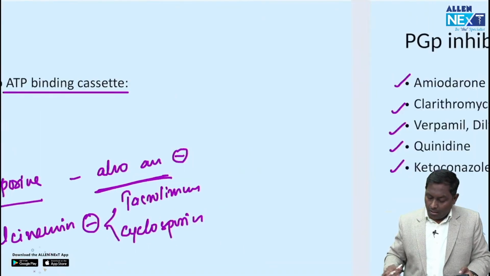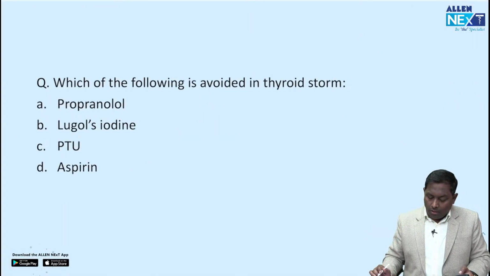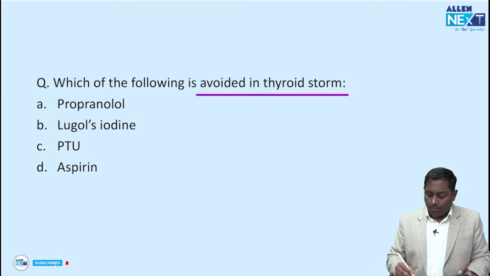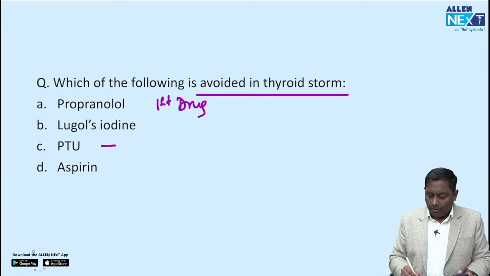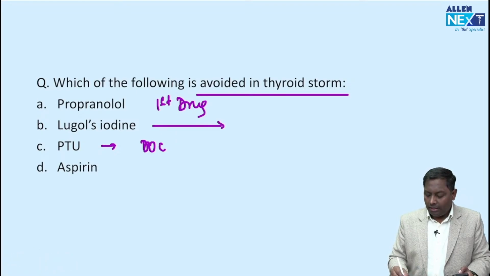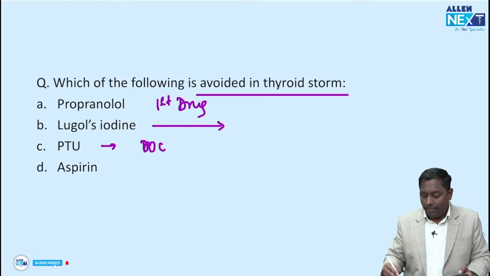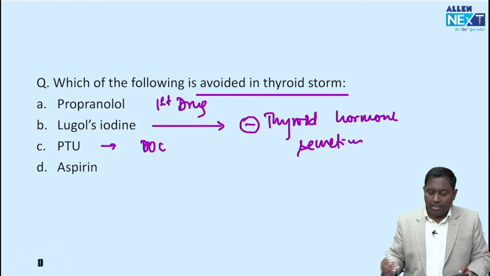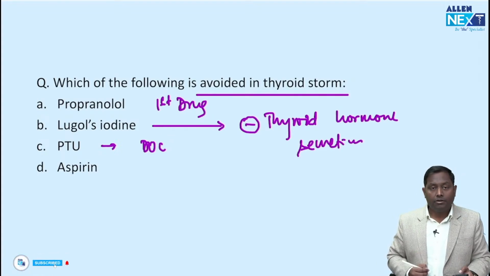Okay. Next one. Which of the following is avoided in a patient with a thyroid storm? In thyroid storm, propranolol is the first drug. Propylthiouracil is considered the drug of choice. Lugol's iodine, definitely they are going to inhibit the secretion of the thyroid hormone. So in a patient with thyroid storm, definitely we can utilize Lugol's iodine as well. It is an add-on drug we can utilize.